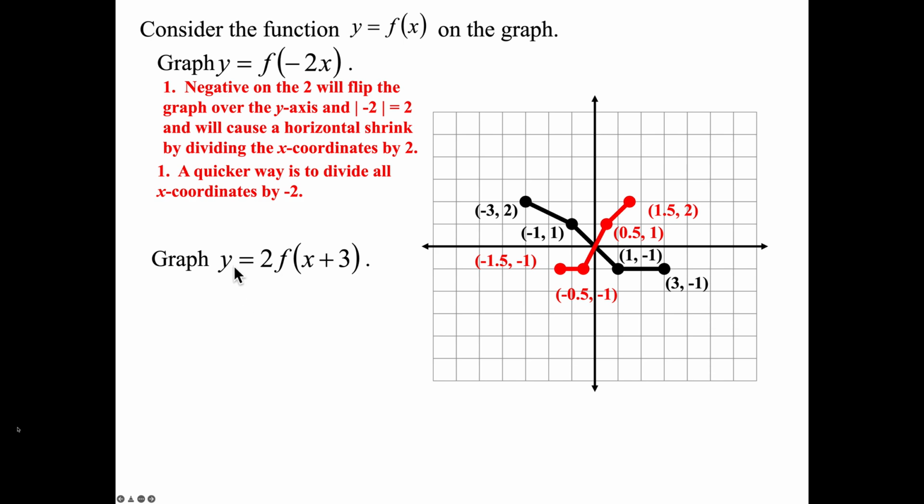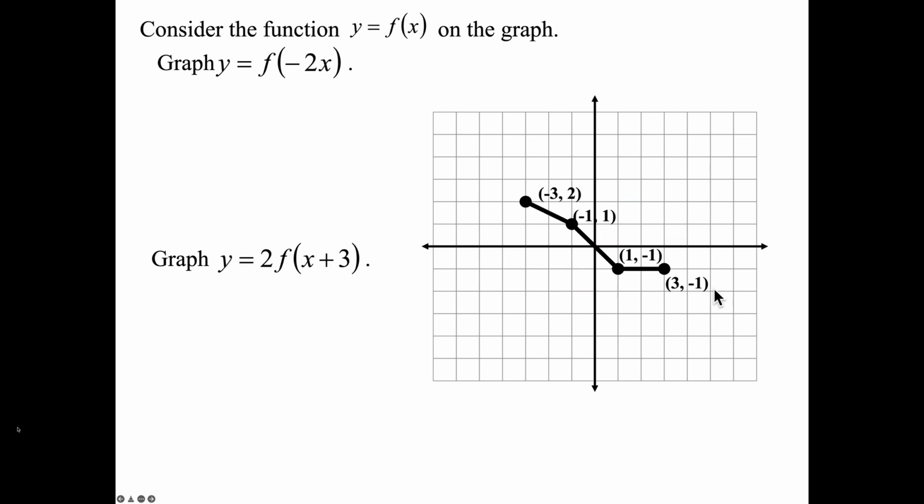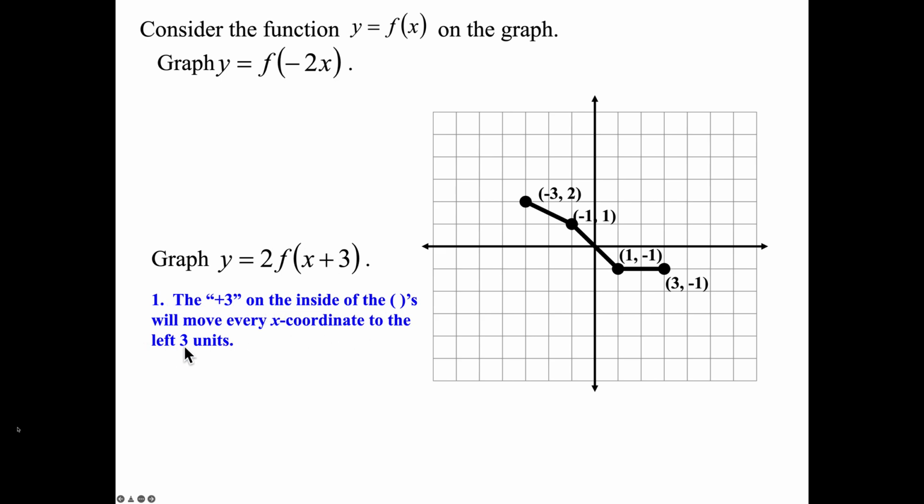All right, next example. Y equals 2 times f of x plus 3. I erased what we had here before. I know we're sharing the graphs in your notes, but it shouldn't be in the way. So here inside, x plus 3, set it equal to 0. That means everything's going to the left 3. X equals negative 3. The 2 on the outside means you're going to double all your y coordinates. So we're going to multiply 2 to every y coordinate.